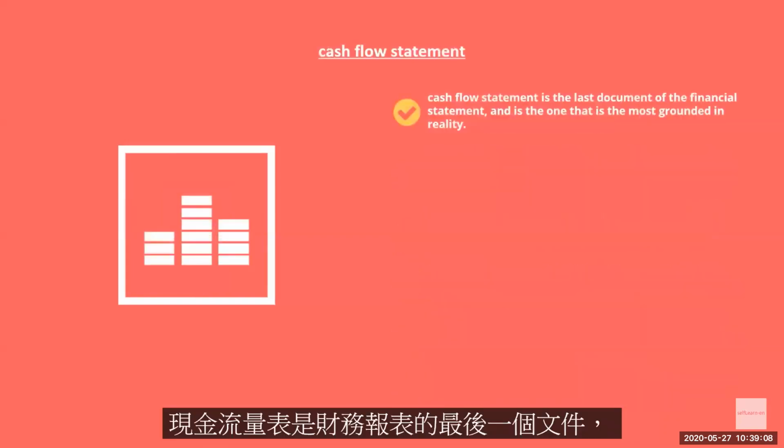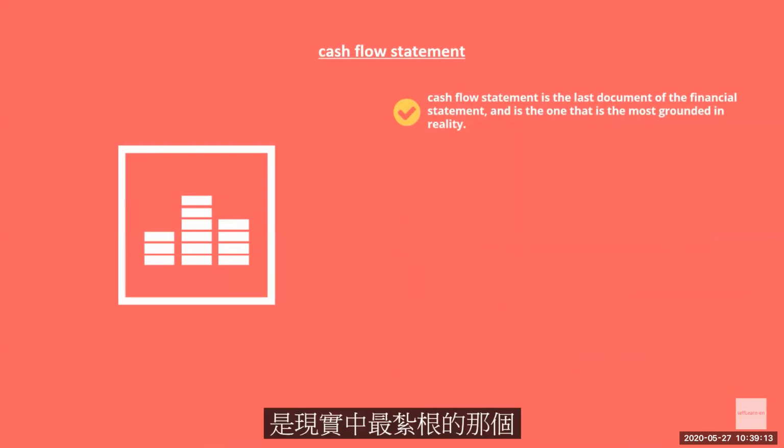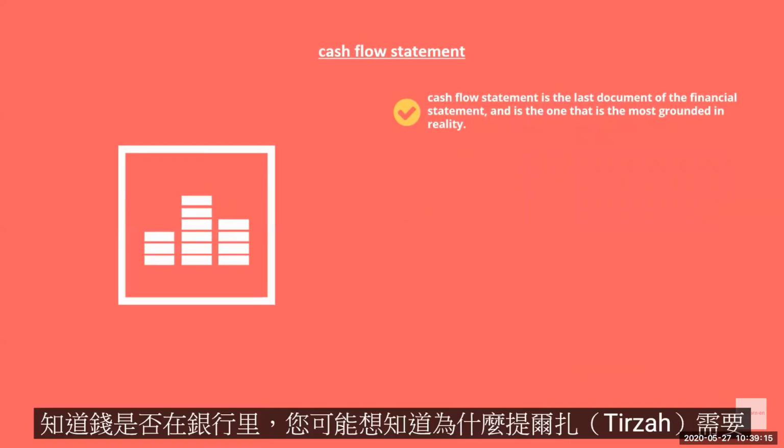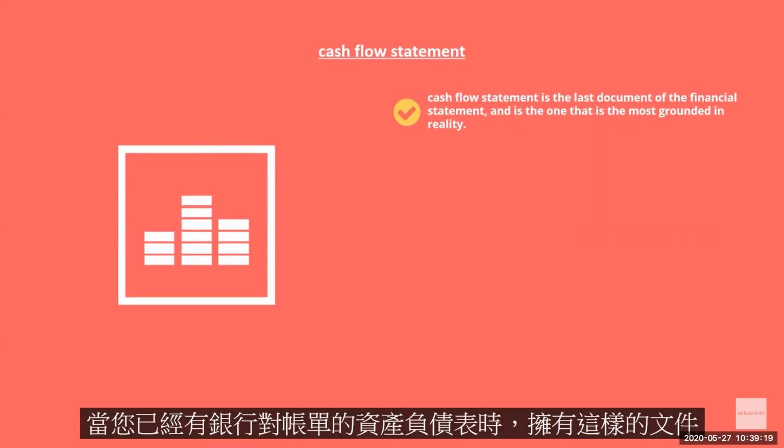The cash flow statement is the last document of the financial statement and is the one that is the most grounded in reality. Here, there's nothing more to know than if money is or is not in the bank. You could wonder why there's a need to have such a document when you already have a bank statement, a balance sheet, and an income statement.